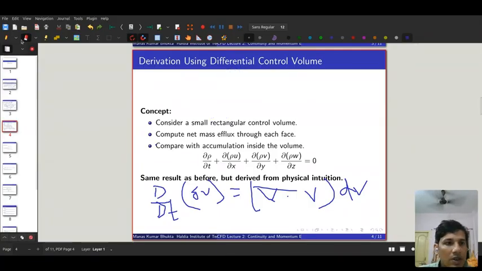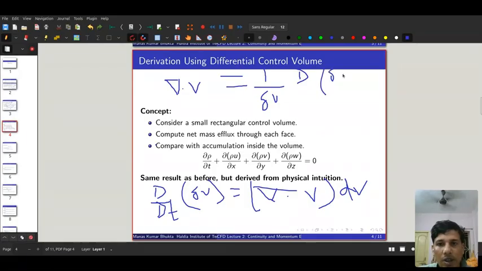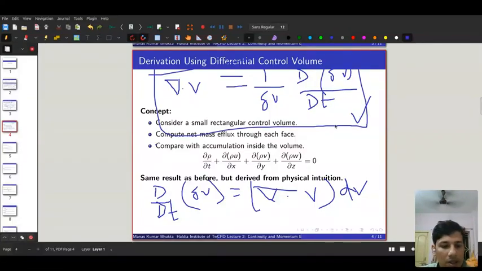we'll be getting that the Nabla dot product, that is the divergence. Divergence is nothing but 1 by del V into d(del V) divided by dt. So this equation will give the significance of the divergence. That term physically signifies the time rate of change of volume of a moving fluid element per unit volume. So this is the divergence concept we'll have to learn.